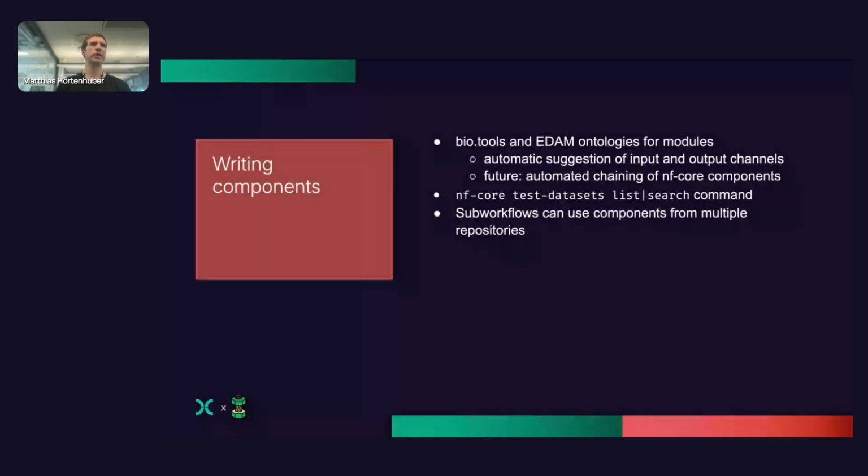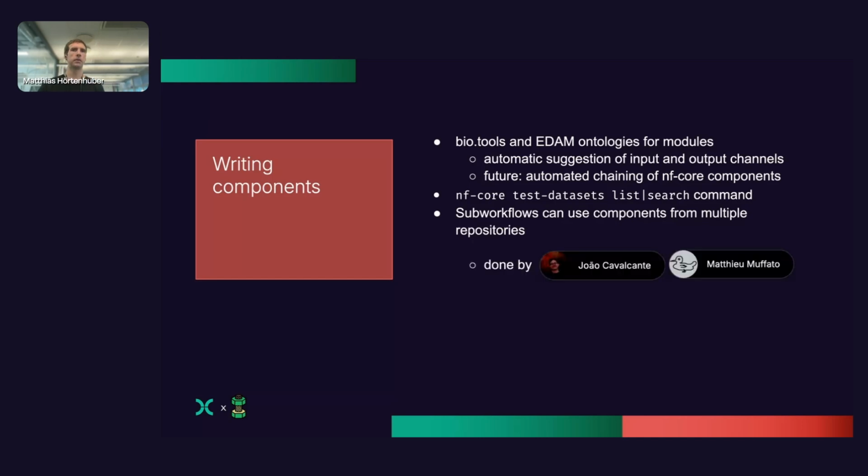We also now added the feature that when you write sub-workflows, you might want to mix nf-core modules with your own modules. Previously this was not possible, but work from Matteo and João made this possible. So you can mix and match between different modular repositories inside your sub-workflows.